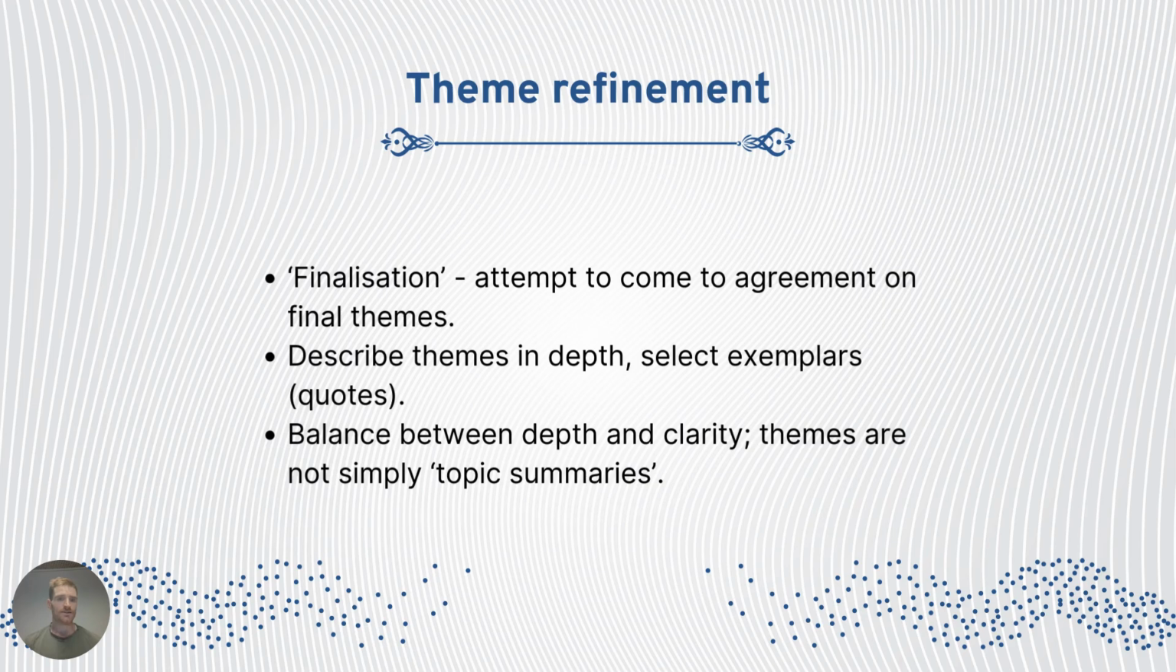We then refine the themes. So we define the themes and we name them. So it's the finalization process where we attempt to come to agreement on these final themes. At this point, we need to be able to define and describe the themes in depth. And we also need to select exemplars, which are generally going to be quotes directly taken from the text that support our themes or our sub-themes.